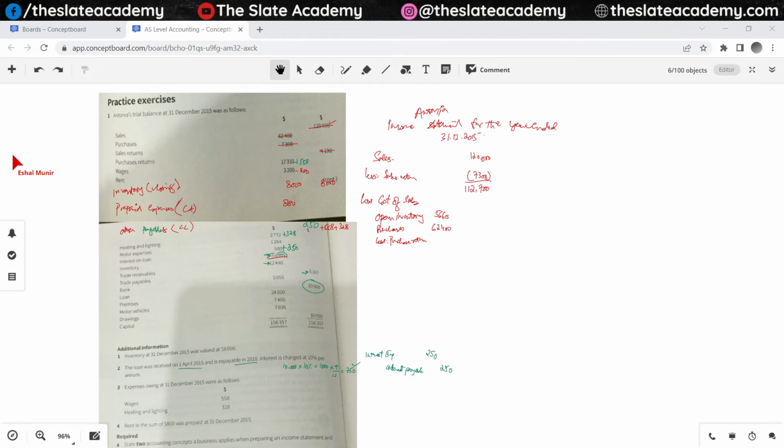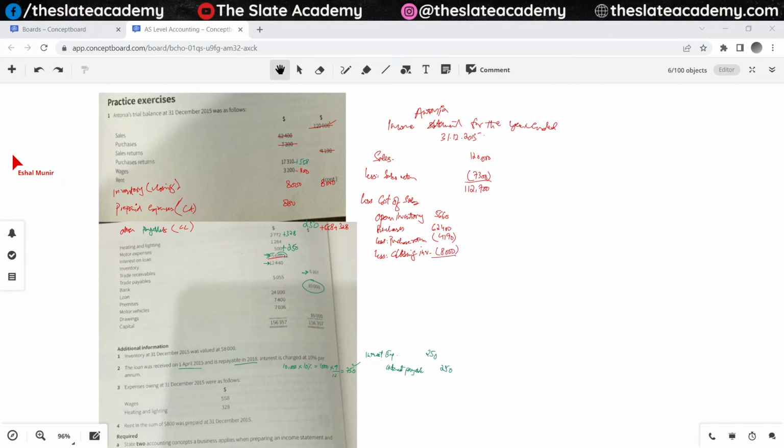So 4190. Is there any carriage inwards? No, nothing else. Acha ji. Less closing inventory. Closing inventory, how much is it? 8,000.